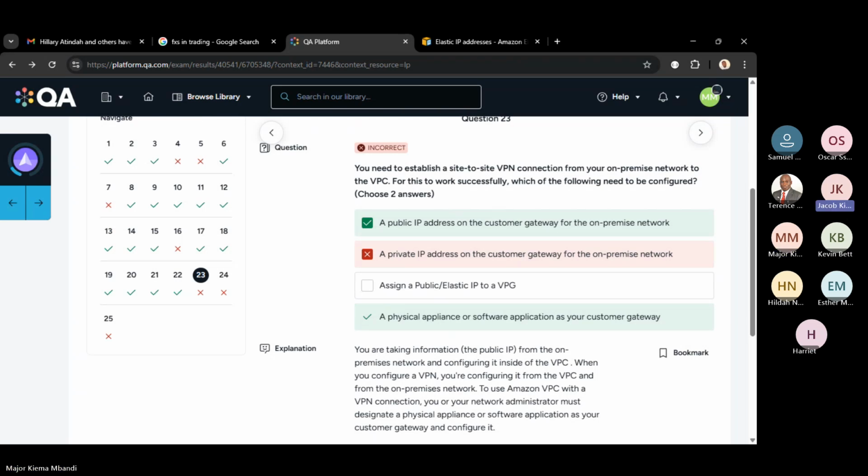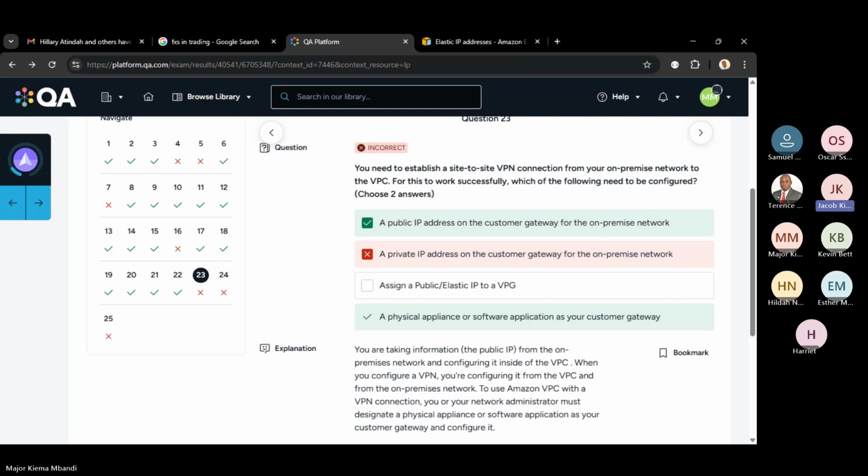The question goes, you need to establish a site-to-site VPN connection from on-premise network to the VPC. For this to work successfully, which of the following need to be configured? The correct answer is a public IP address on the customer gateway for the on-premise network, and a physical appliance or software appliance as your customer gateway. So that will be something like a firewall, something like that.